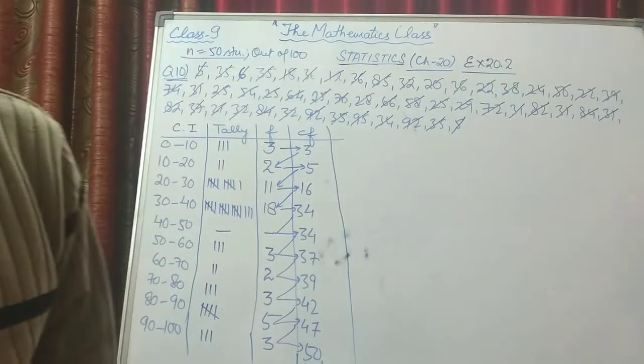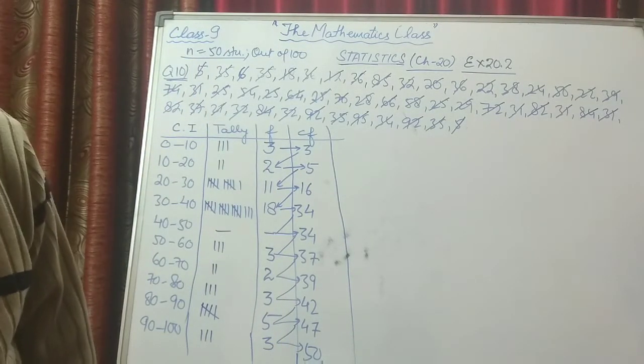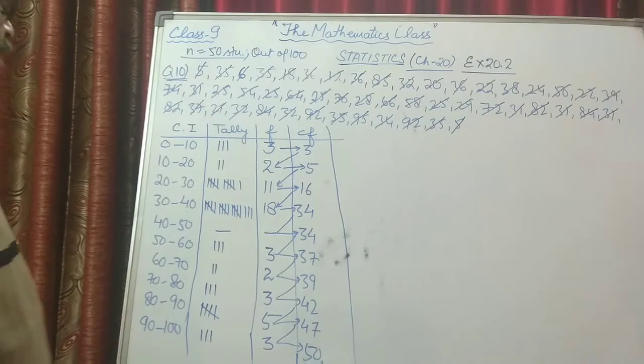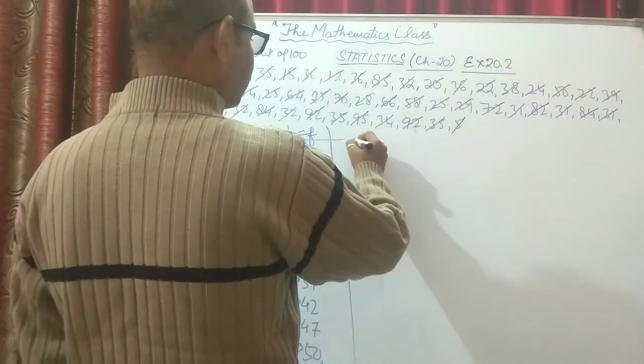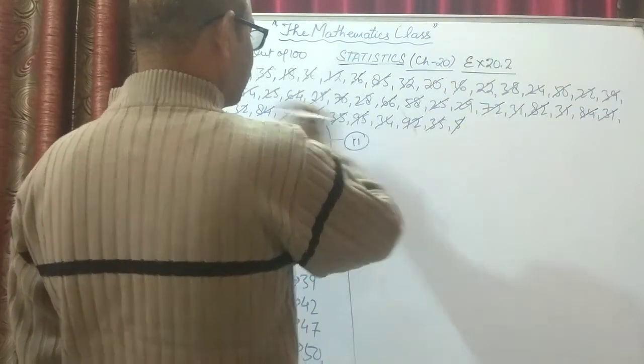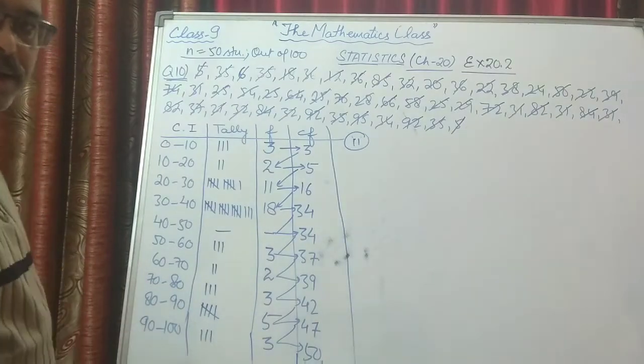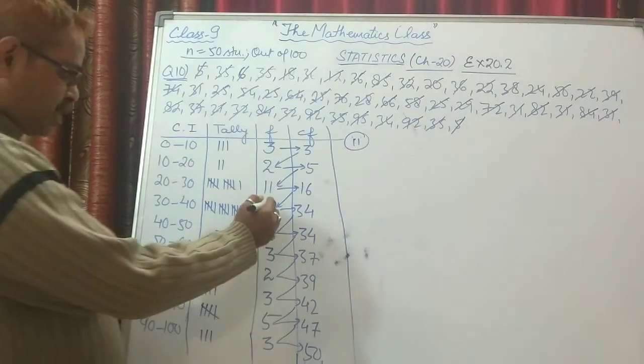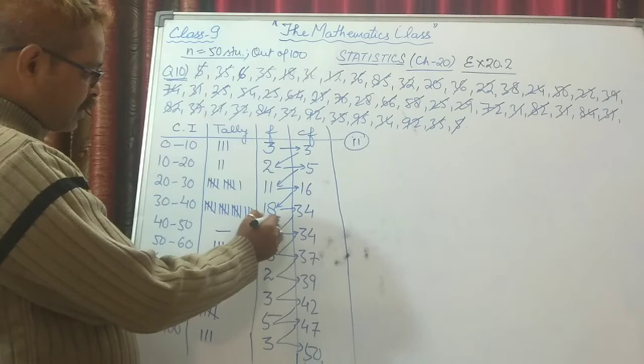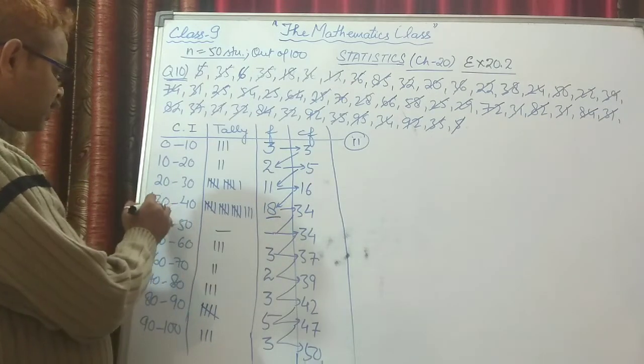Now what do they say? Which class has the largest frequency? This is the second part. Which class is having the largest frequency? So you can see 18 is the largest frequency. And which class is it?